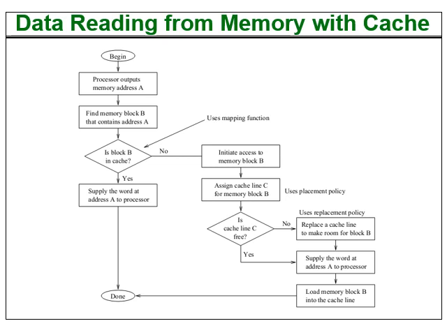So the processor outputs the memory address A. First of all, we will try to find out the memory block B that will contain the address A. Now, we are not saying that this particular block will be present in the cache memory. I am just identifying the block which will hold this particular address. Next, we will check whether the block B is present in the cache memory. If it is present in the cache memory, all is well. You will simply read the data from the cache memory and supply the word at address A to the processor.